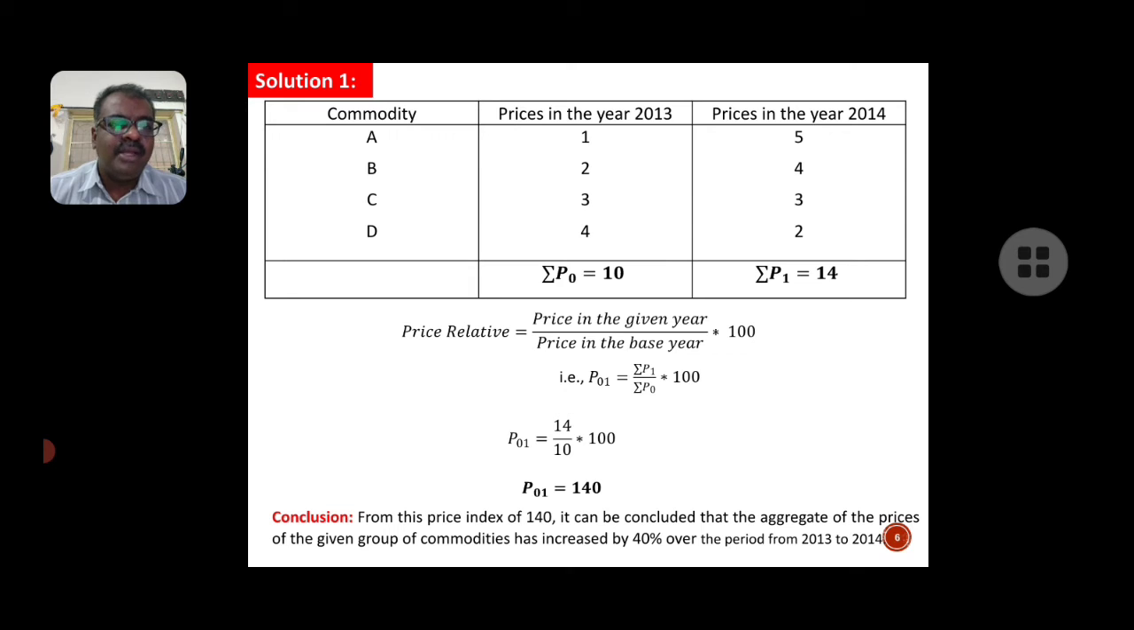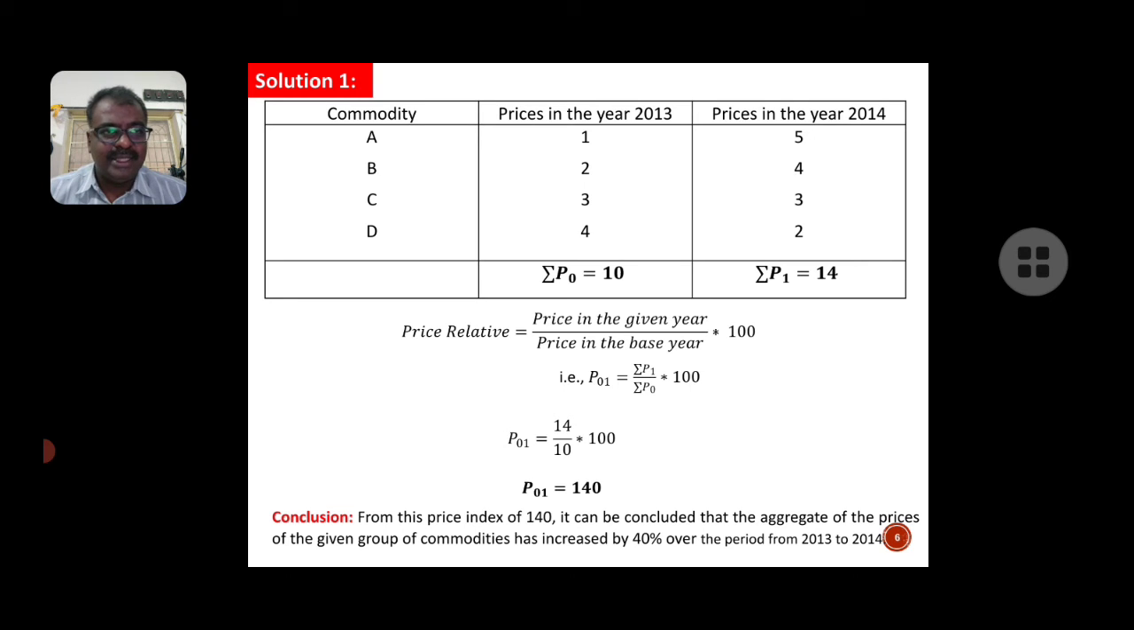Sigma P1 is 14 divided by sigma P0. Similarly, when you add all the values of P0, 1 plus 2, 3, 3 plus 3, 6, 6 plus 4, 10. 14 divided by 10. So sigma P1 is 14 divided by sigma P0 is 10, into 100. And when you simplify it, P01 is equal to 140.